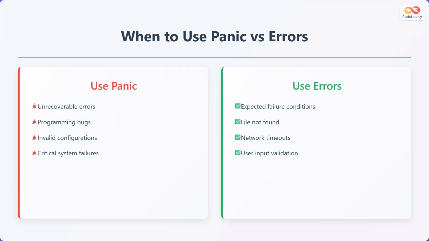When should we use panic versus errors? Use panic for unrecoverable errors, programming bugs, invalid configurations, or critical system failures. Use errors for expected failure conditions, such as a file not being found, network timeouts, or user input validation.